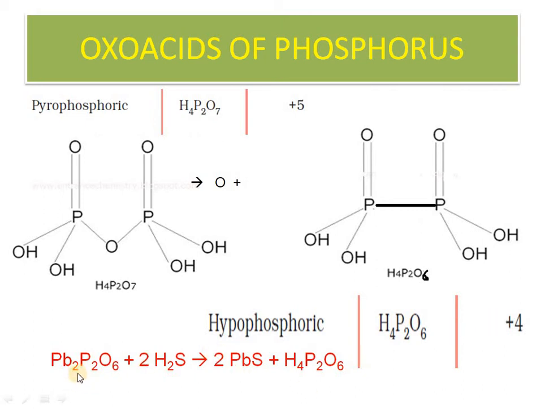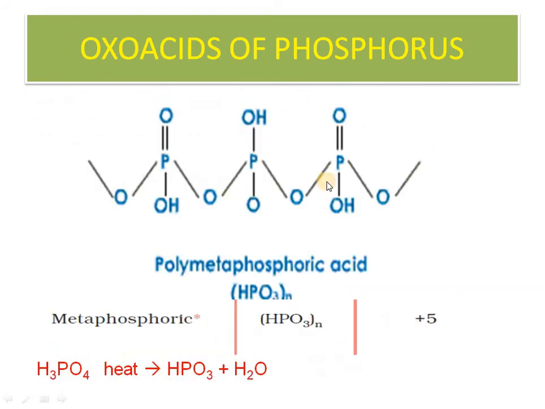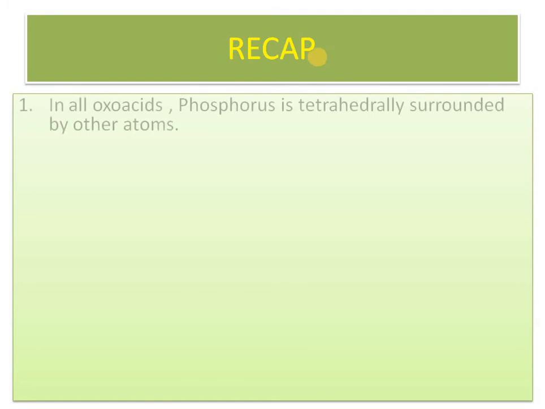You can obtain this hypophosphoric acid by using the phosphorus oxide of lead, treating with H2S, and you will get that H4P2O6. Now this is already we have discussed, that water we can remove, and this will exist in the form of polymer. Okay, so this was the structures of oxoacids.